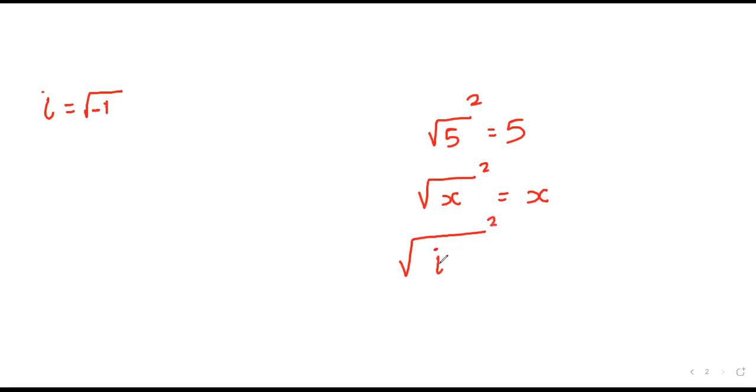So the square root of i raised to the power of 2 is i. The square root of any number raised to the power of 2 will give the same number. So as I suppose that i is the square root of negative 1, what if I square both sides? i raised to the power of 2 and the square root of negative 1 raised to the power of 2.